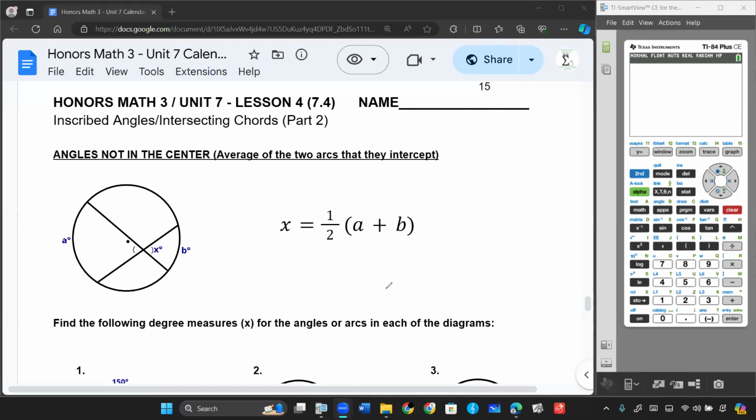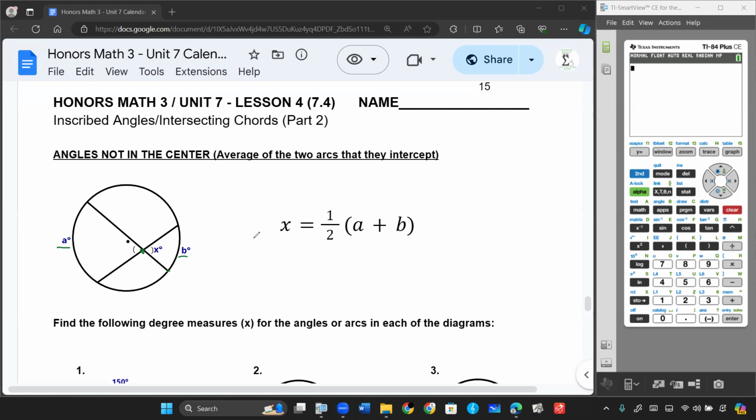In this video, we're going to be going over how to get some angles inside of a circle that aren't quite in the center or inscribed. You'll notice in this problem, you'll see this angle here, x, and it's not inscribed because it's not touching the edge of the circle, nor is it in the center here. So what we want to do instead is take the average of these two numbers.